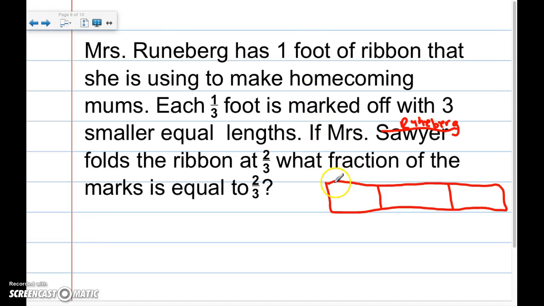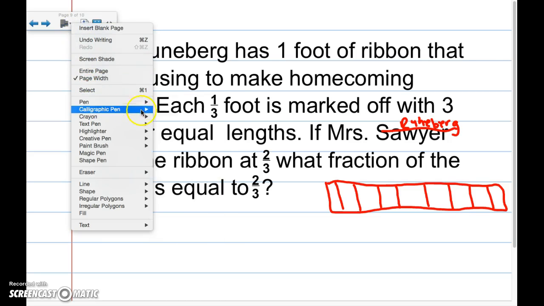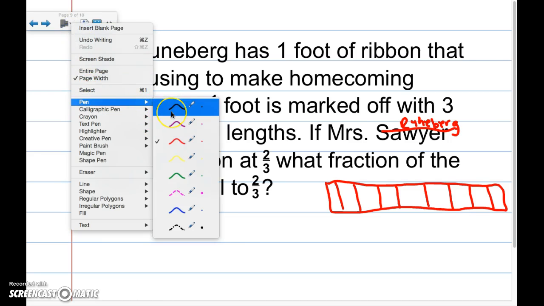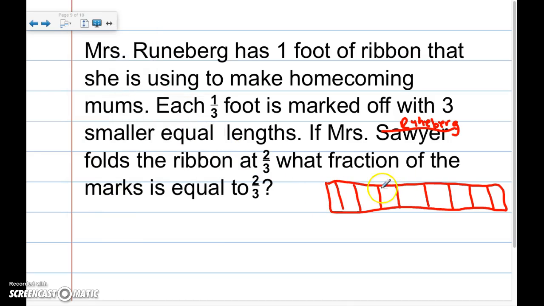So now I have to take this 1/3 and mark it into 3 equal pieces. This third gets marked into 3 equal pieces, and so does this third. So now I've marked each section into 3 equal pieces. Now, if she folds it at 2/3, I'm going to do this with a different color. Two-thirds. So there's 1/3, 2/3 right here. If she folds it right here, how many of the smaller pieces are equal to 2/3?